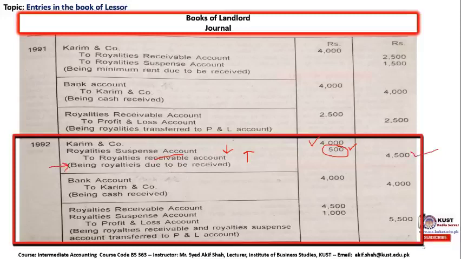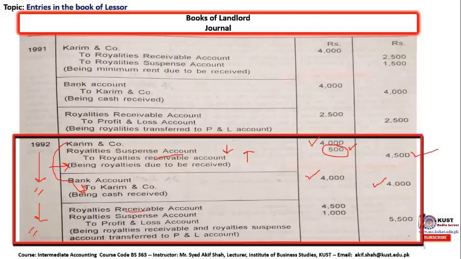Then we can write down a short narration, being royalties due to be received. And the next entry is related to the receiving of this royalty fee. So the bank account or cash account of the landlord was debited with 4,000 since the cash has been received, and Karim and Company, the lessee account, has been credited and written off with the cross entry.